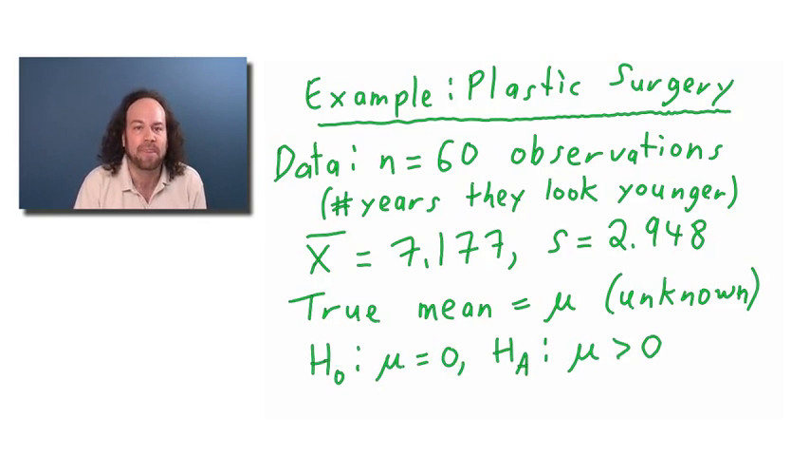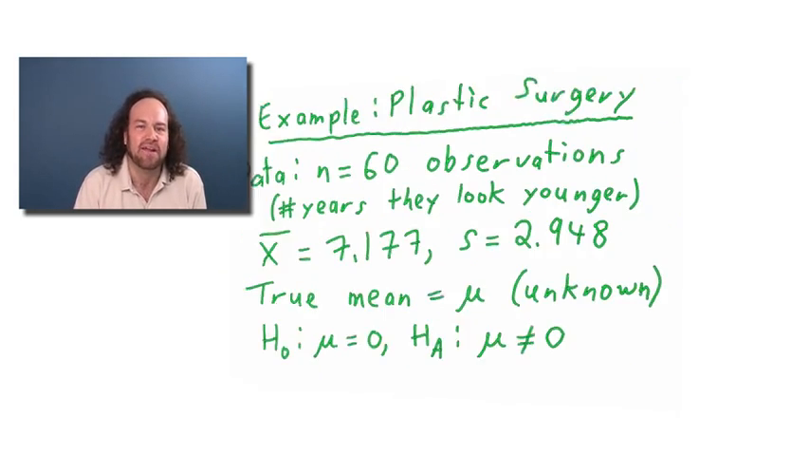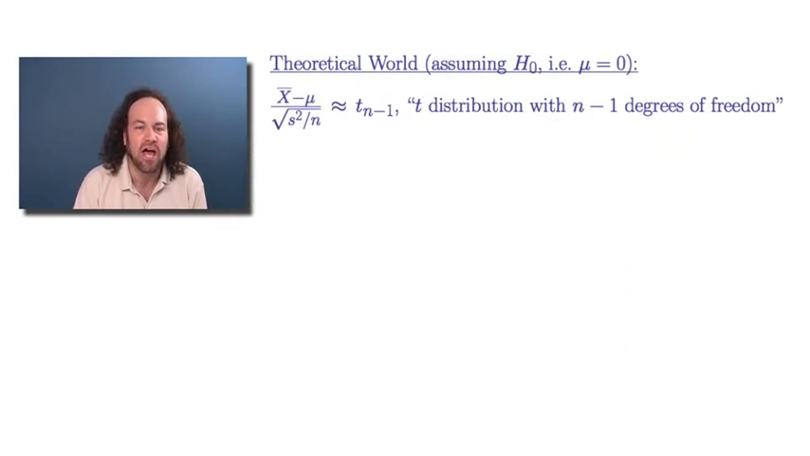To turn this into a hypothesis test, we need to recall something that we learned previously: in the theoretical world, according to H0, if we look at x bar minus mu and divide it all by the square root of s squared over n, then that has a distribution which isn't quite a standard normal, but is a t distribution with n minus 1 degrees of freedom, or in this case, 59 degrees of freedom. So how can we use that?